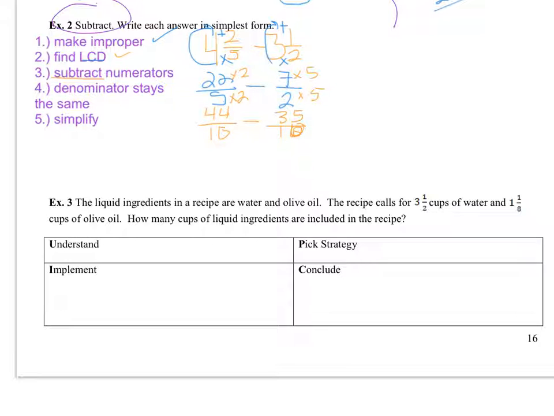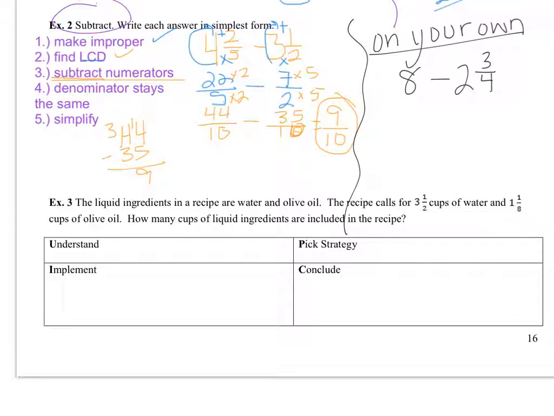Okay, so I have a least common denominator. Now we're ready to subtract the numerators. So 44 minus 35. If I borrow, I take 14 minus 5 to get 9. 3 minus 3 is 0. So I end up with 9/10. And that doesn't need any simplifying. Oh, I keep the denominator, that's why it's a 10, and nothing to simplify. So that wasn't quite as ugly as our first example.